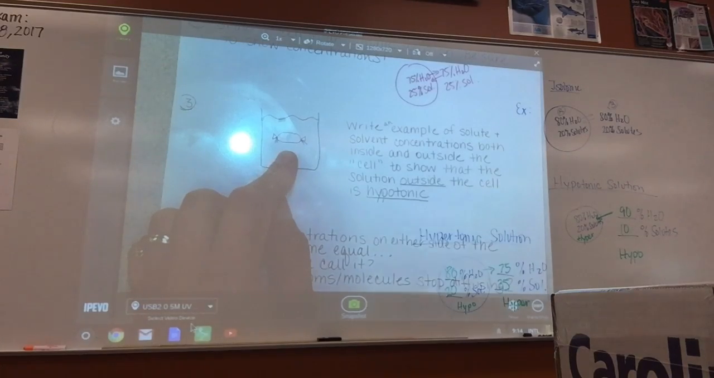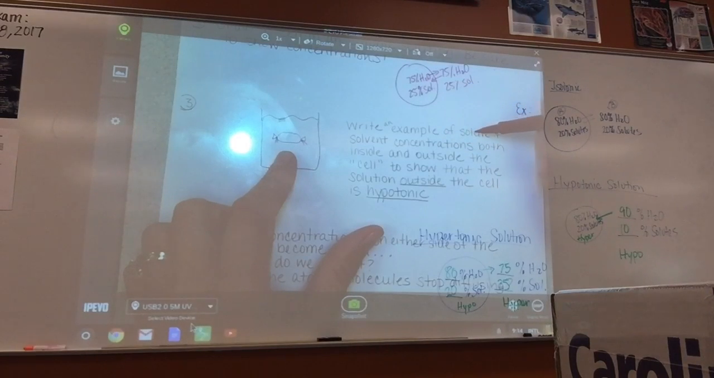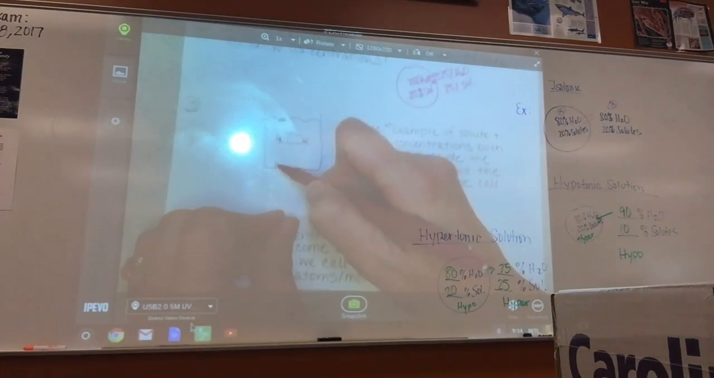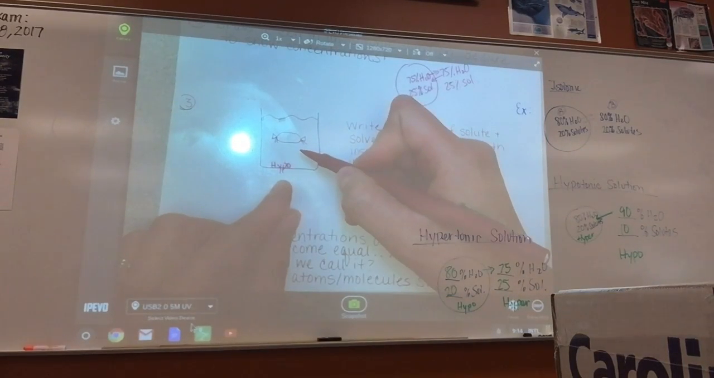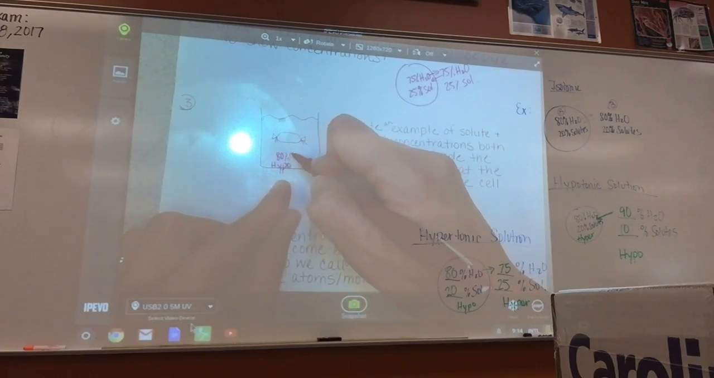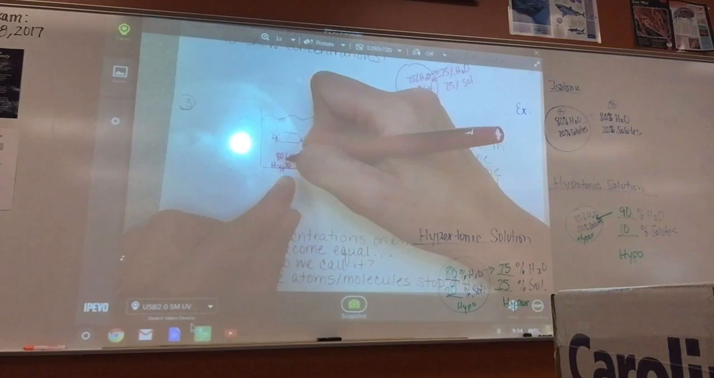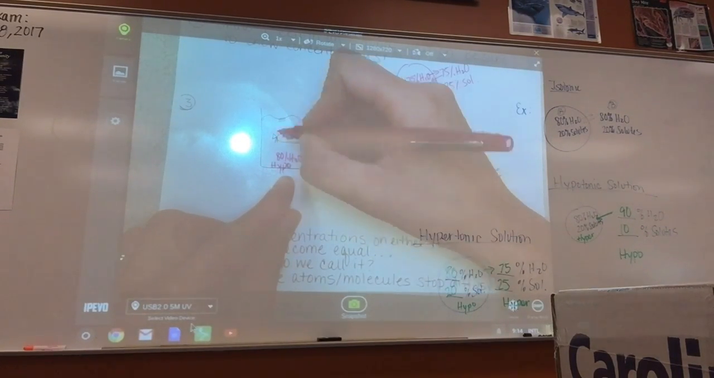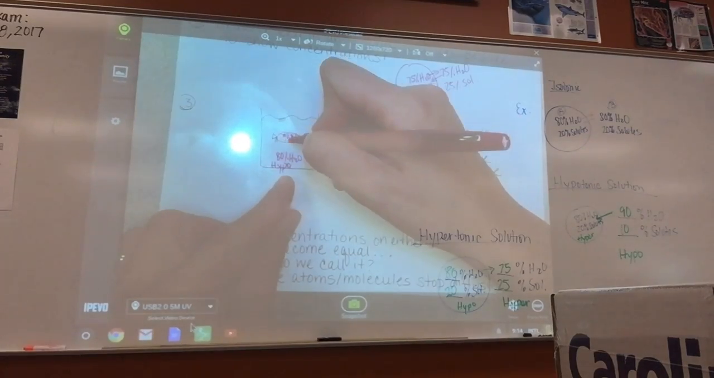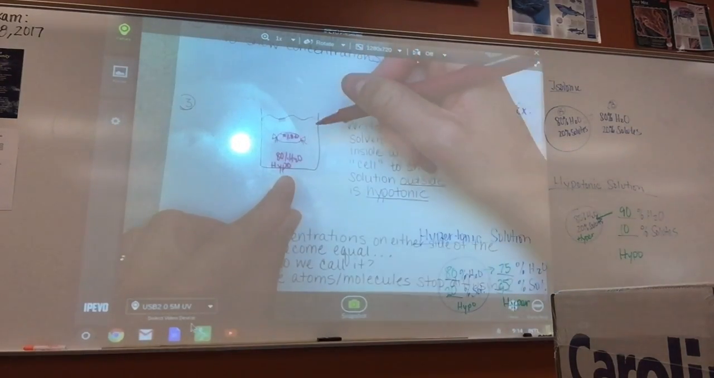All right, and so this is a little fake cell inside here. So write an example of solvent concentrations both inside and outside the cell to show that the solution outside the cell is hypotonic. So we want hypotonic on the outside of the cell. That means where's the higher water concentration going to be? Outside the cell. So we have a higher concentration. Whatever you put here, the water concentration needs to be higher than what it is on the inside of the cell. So I'll put 70. That means then you have 20% solutes and 30% solutes. And so water would go where?